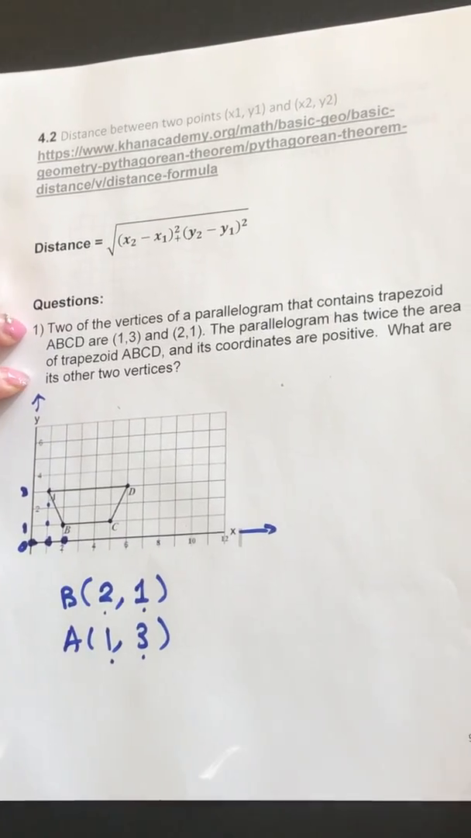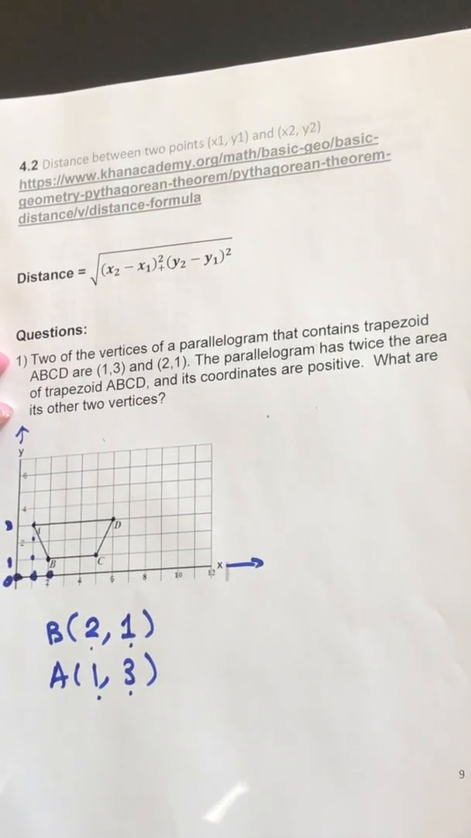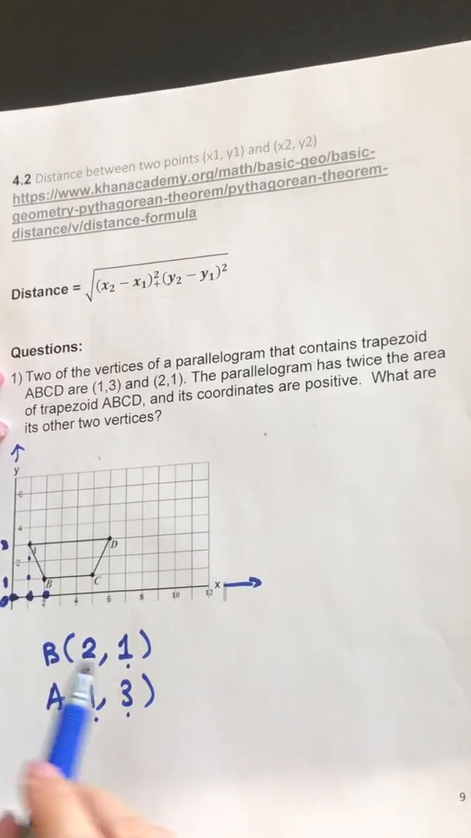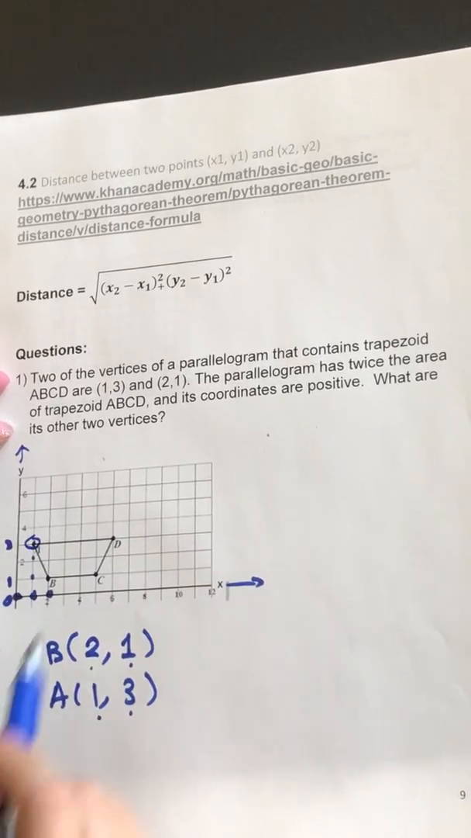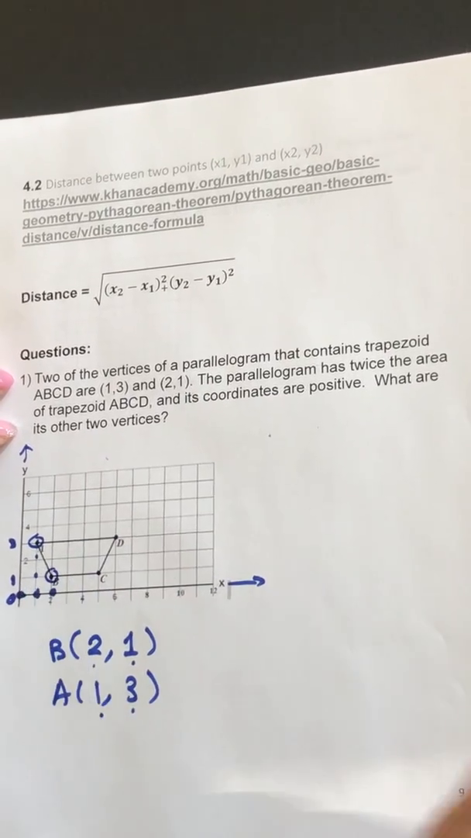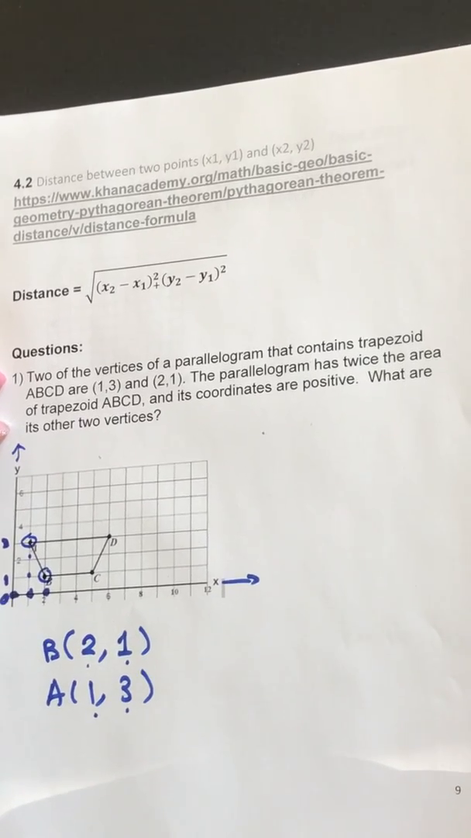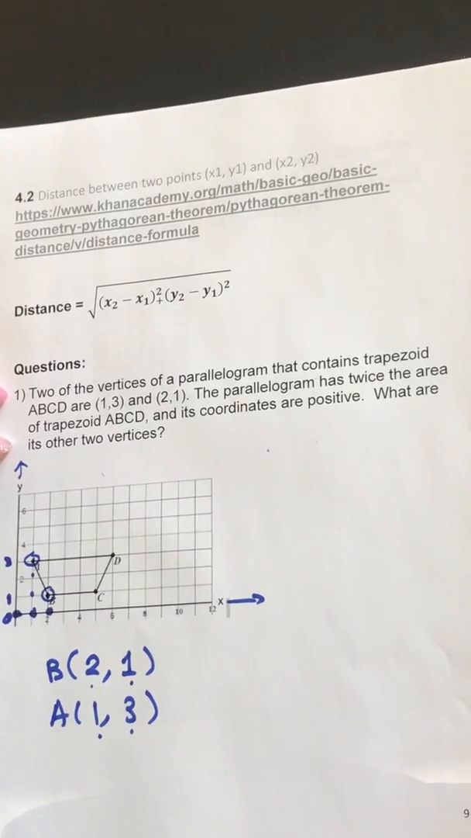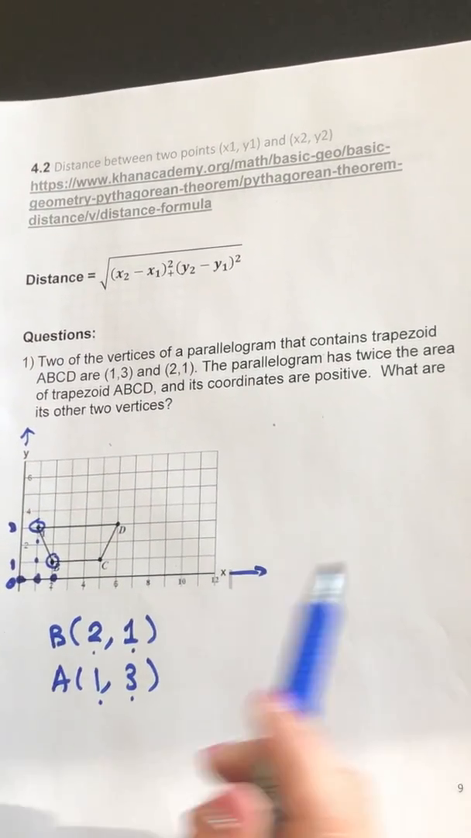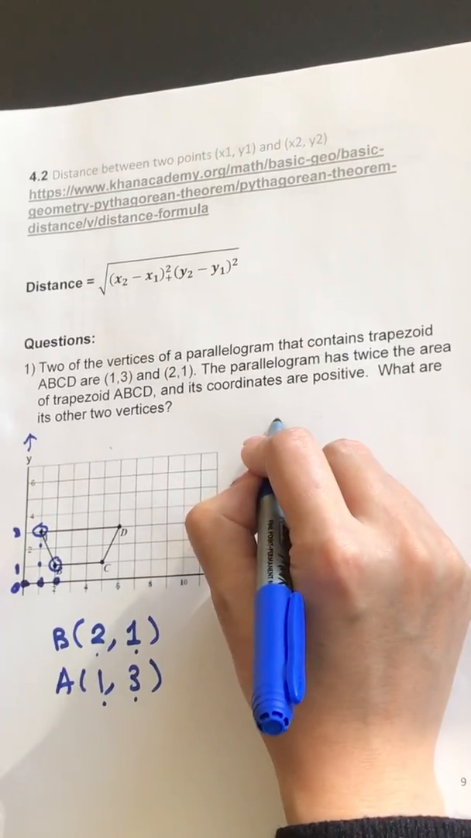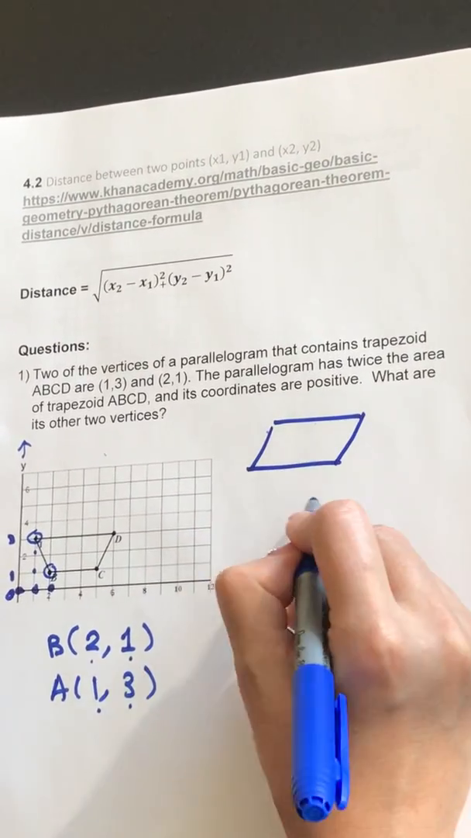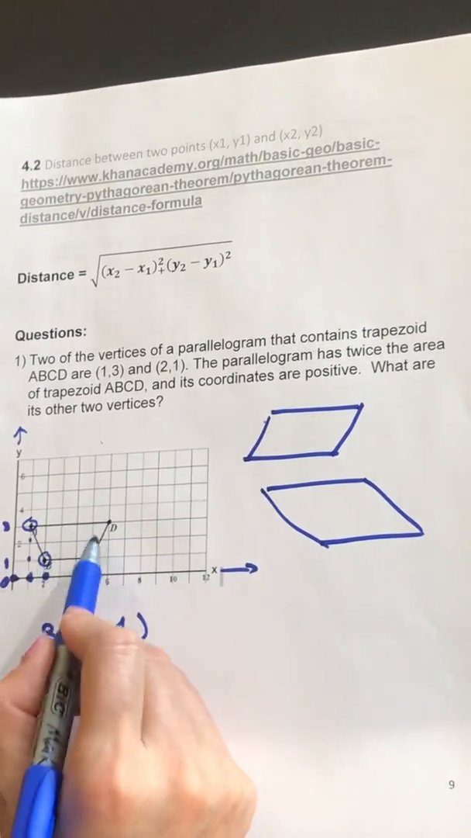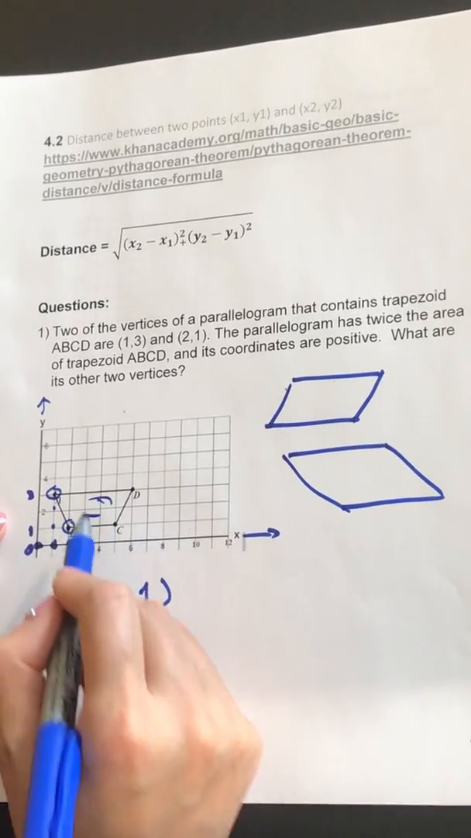Let's look at this question. 2 of the vertices of a parallelogram that contains trapezoid ABCD are (1, 3), which is A, and (2, 1), which is B. The parallelogram has twice the area of trapezoid ABCD, and its coordinates are positive. What are its other 2 vertices? Okay, we want to find a parallelogram which will look something like this, that is twice the area of the trapezoid ABCD.